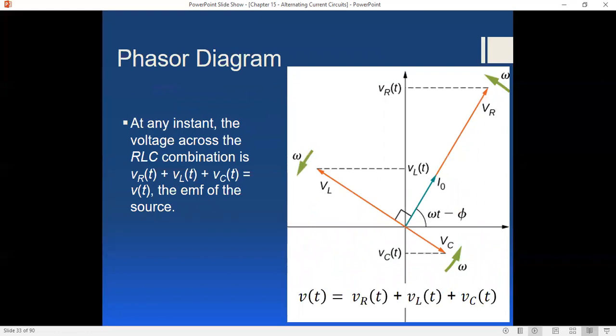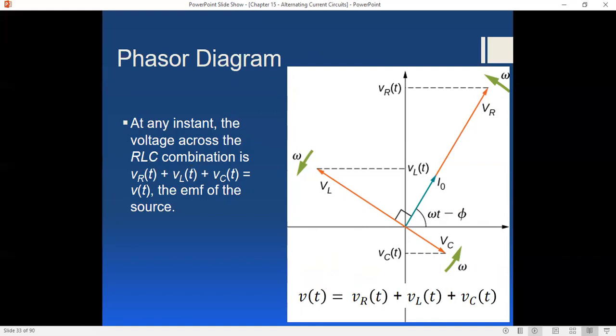Okay. Now, let's go forward. In any instant, the voltage across the RLC combination is due to a voltage drop across the resistor, which is just V equals IR. The voltage across the inductor, which is related to the rate of change of current, as we saw. Basically, it's the back EMF, or most closely related to the back EMF. And VC, which is proportional to the charge building up on the capacitor.